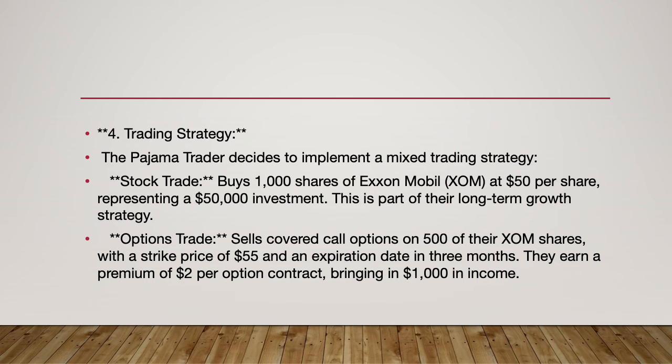Along with that, the Pajama Trader sells covered call options on 500 of their Exxon shares at a price of $55 with an expiration date in 3 months. They earn a premium of $2 per share, bringing in $1,000 in income.